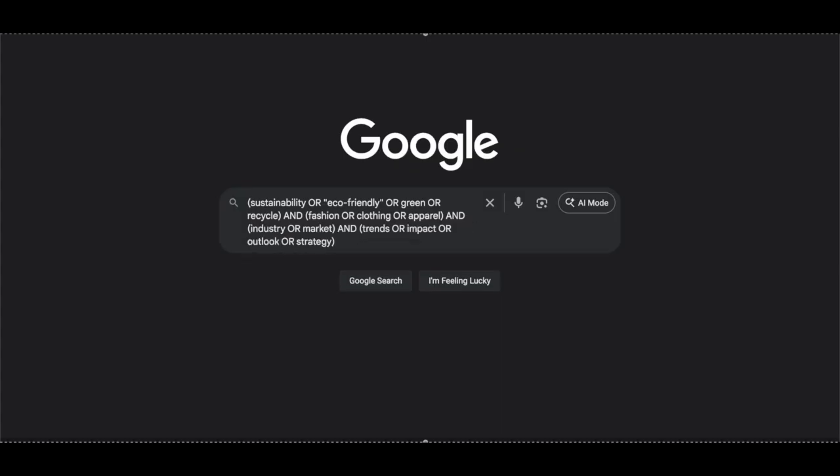Notice how we're grouping similar ideas with OR and connecting major ideas with AND. This strategy gives us a broad but super targeted search.